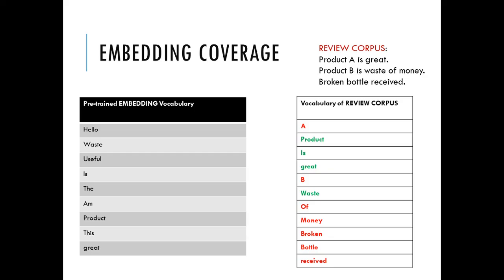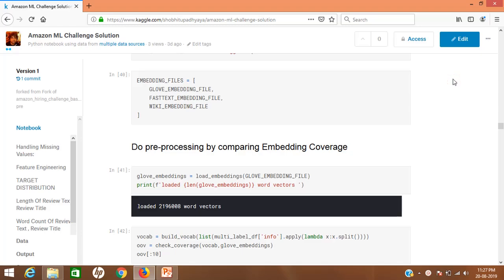Let's create a vocabulary of the review corpus. Words in green are present in pre-trained embeddings, and words in red are not present in the embeddings. So the embedding coverage is 45% because out of 11 words, 5 words are present in the pre-trained vocabulary. Now you have the idea of embedding coverage. Let's start the process. We'll first load the pre-trained GloVe embedding file. This file contains around 2 million words.